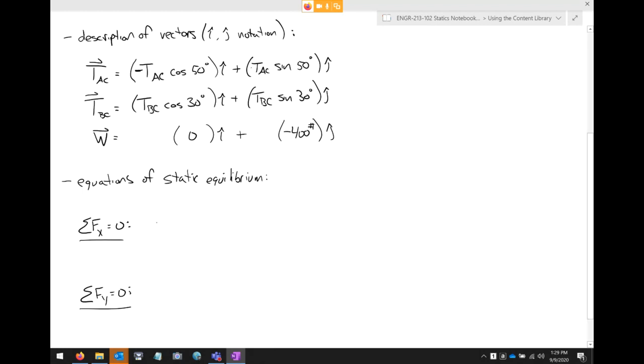So I can say negative TAC cosine 50 degrees plus TBC cosine 30 degrees is 0. All I'm doing is adding this up and saying it has to equal 0, because that's what the sum of forces in the x direction means. These are all the forces acting in the x direction, so the sum has to be 0 for the object to stay motionless. Same thing with the y direction.